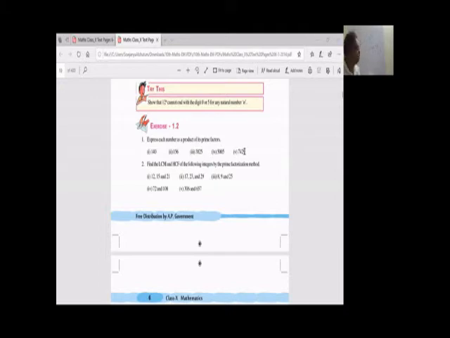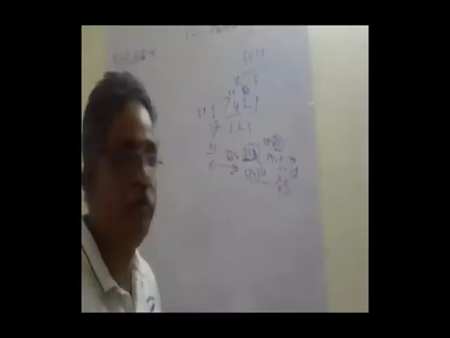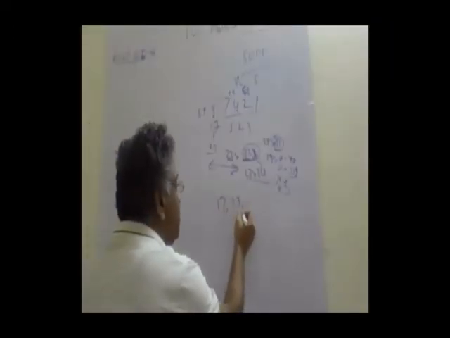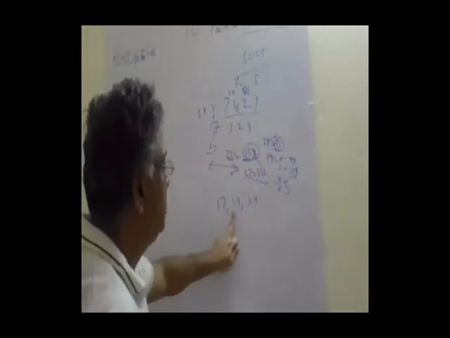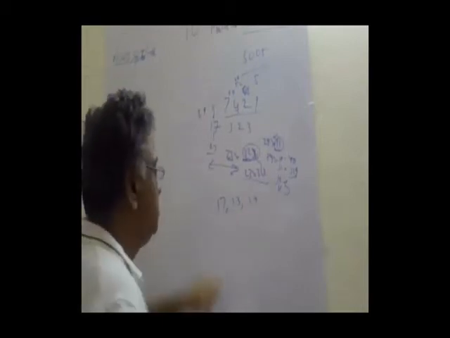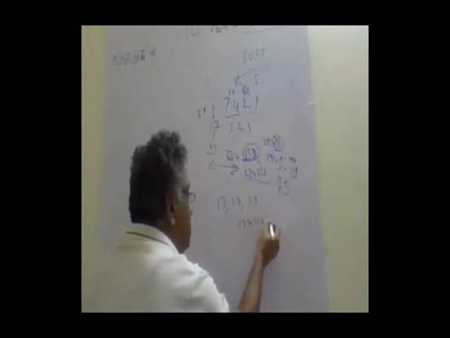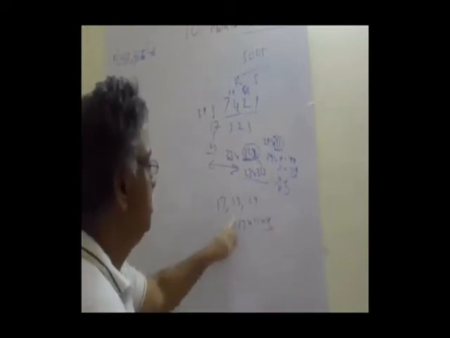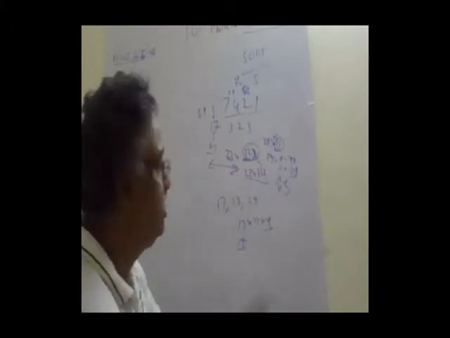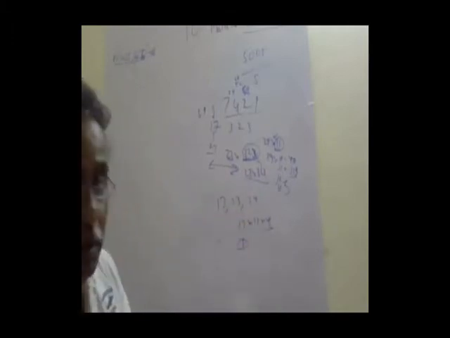So what are the factors of 7429? 23 into 17 into 19. For LCM and HCF, we know this standard picture. 17, 23, 29. All are prime numbers, co-prime numbers. The LCM is 17 into 23 into 29. What is the HCF? HCF is 1, because they are all co-prime.